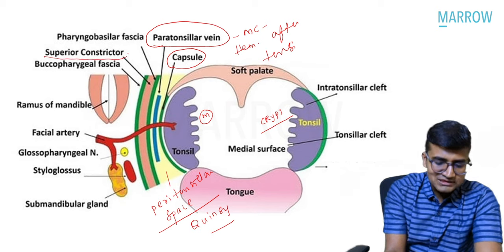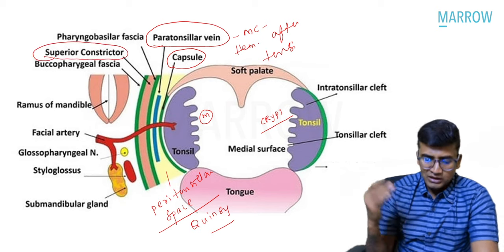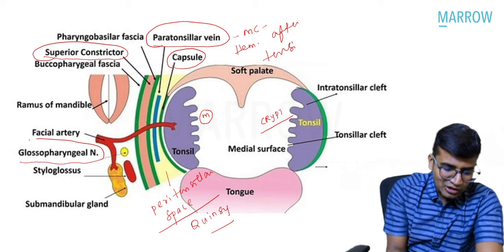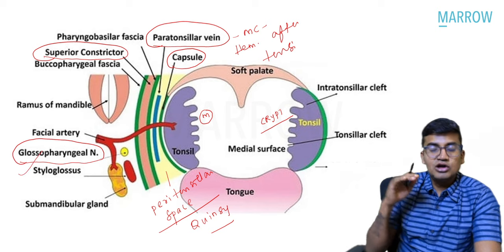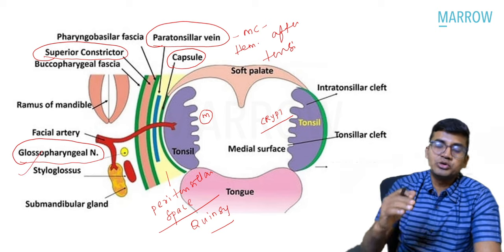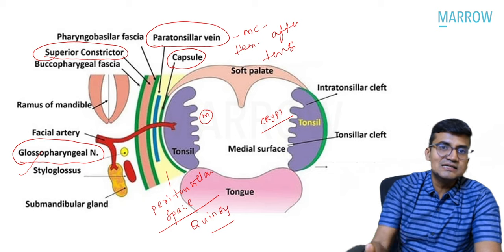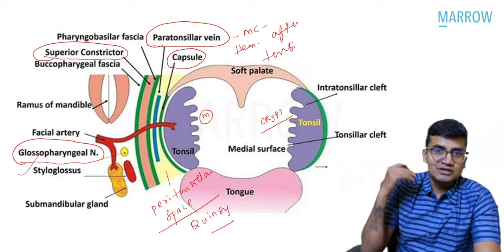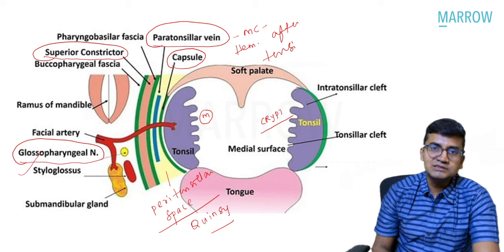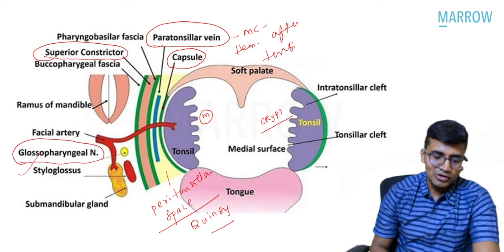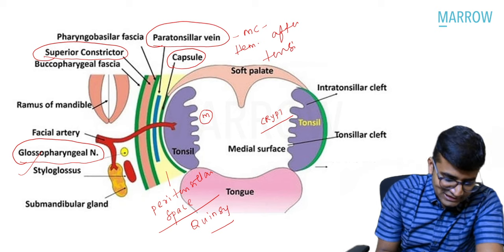Our superior constrictor muscle. Now lateral to the superior constrictor muscle, we have a nerve. That is our glossopharyngeal nerve. So glossopharyngeal nerve damage during tonsillectomy procedures, then the pain will be referred to middle ear. Why? Because the tympanic branch of glossopharyngeal nerve supplies the middle ear. Okay, and that is the answer for this question.